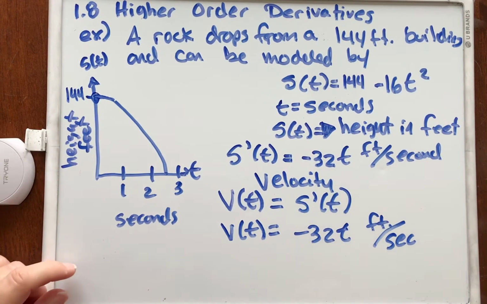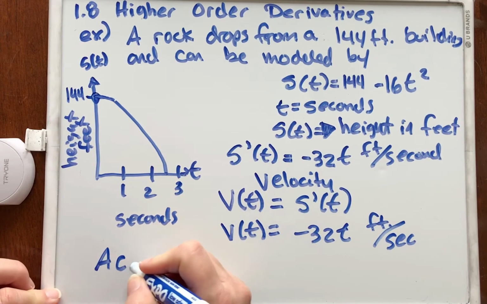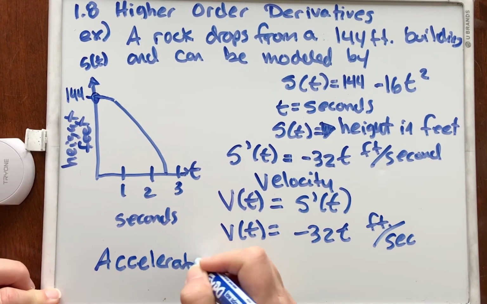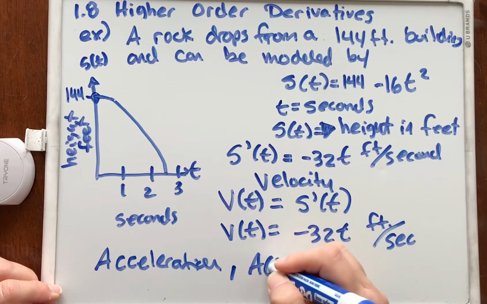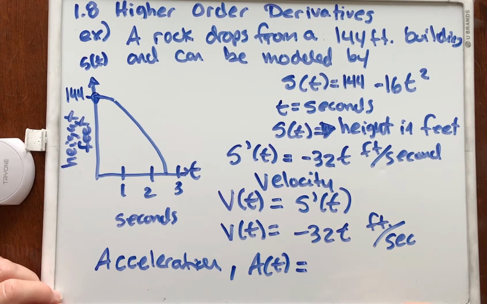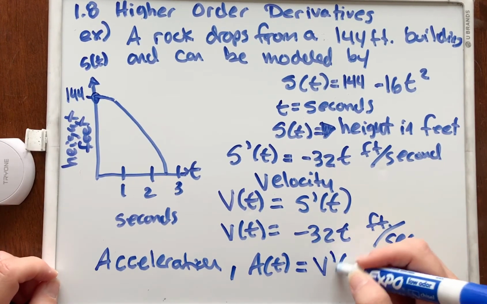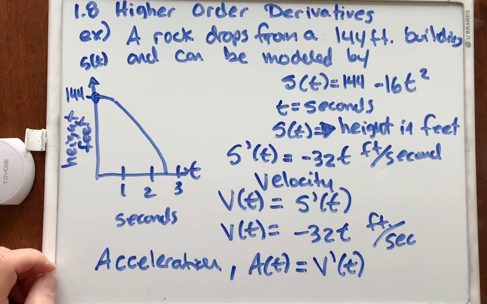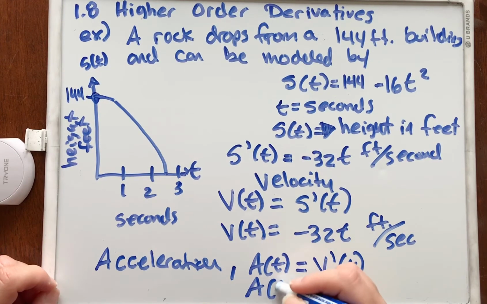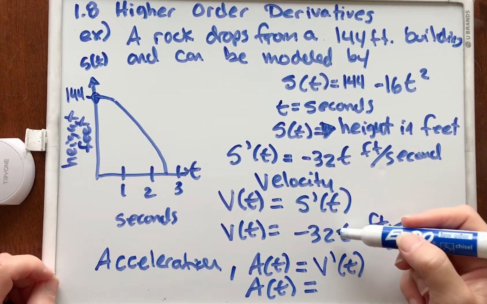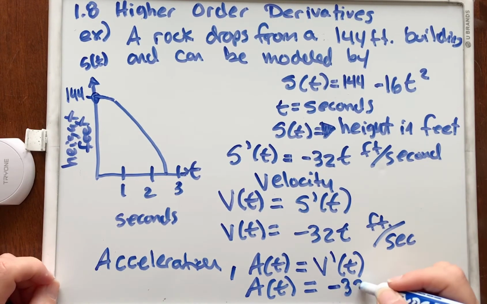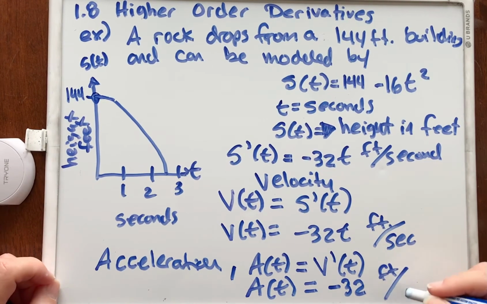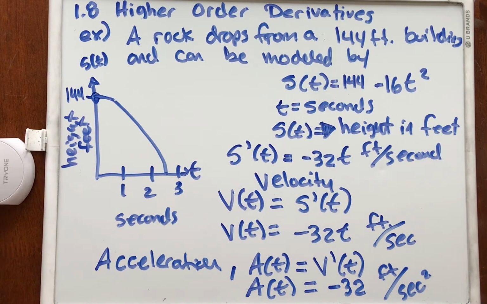Okay, well, we can go a bit further. How about the acceleration? Acceleration we call a of t. And it turns out that the acceleration is the derivative of the velocity. Okay? So basically, the acceleration is the derivative of the velocity, and the derivative of negative 32t is just negative 32. And we word that as feet per second squared.